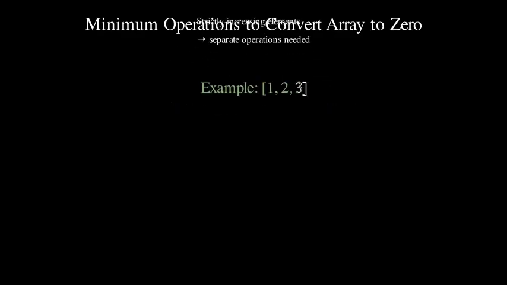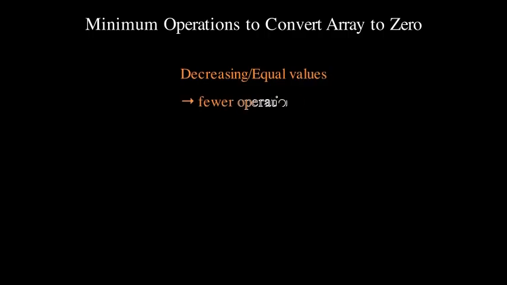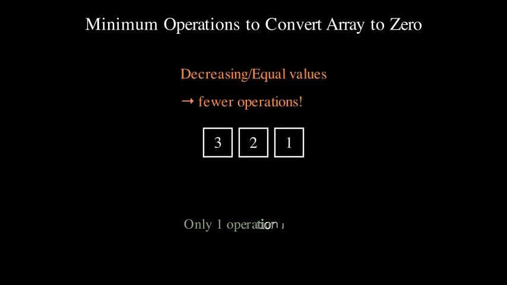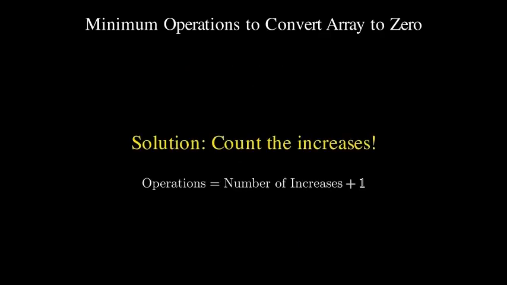For instance, in array 1, 2, 3, we need 3 operations. First remove 1, then 2 becomes the new minimum requiring another operation, then finally 3. However, if values decrease or stay equal, we can handle multiple elements in fewer operations. This transforms our problem into counting increases.